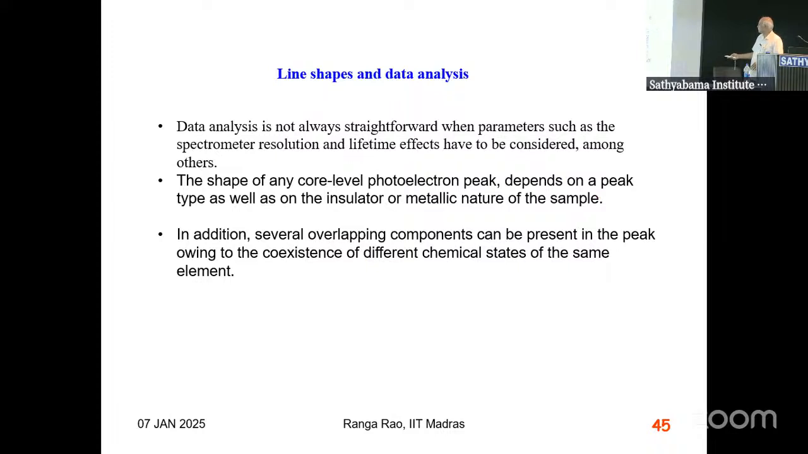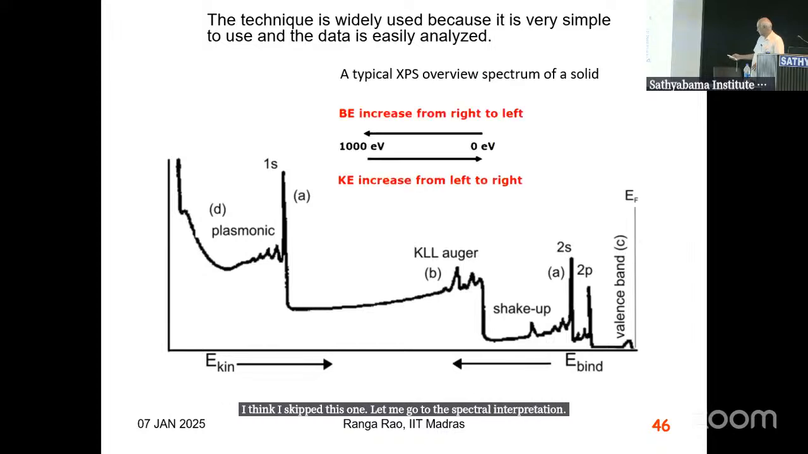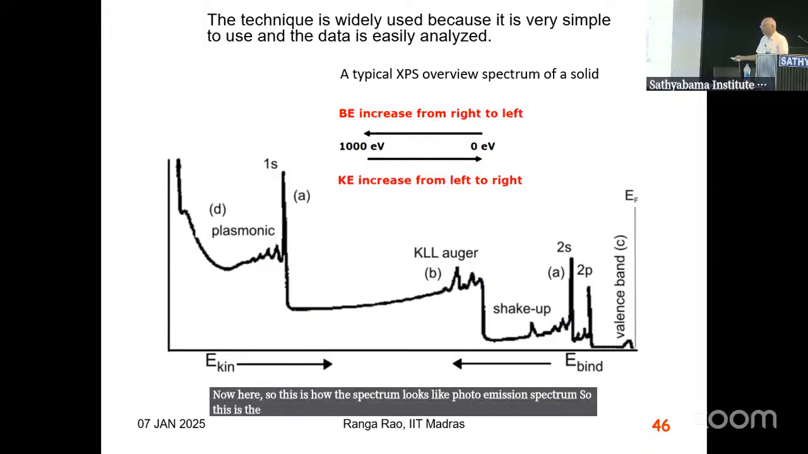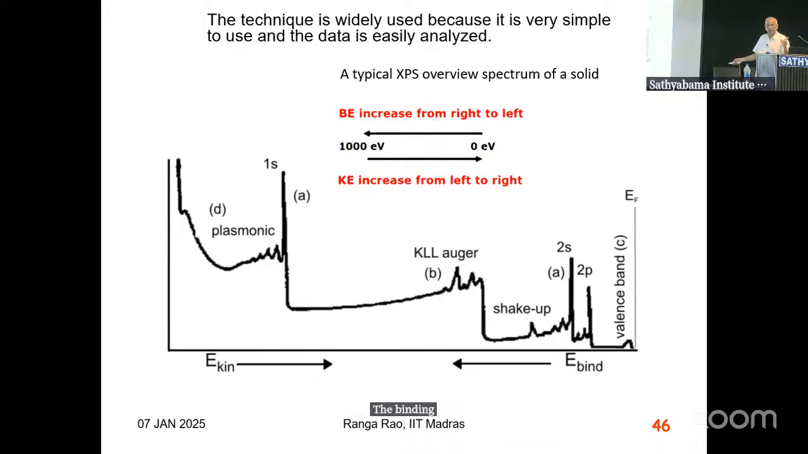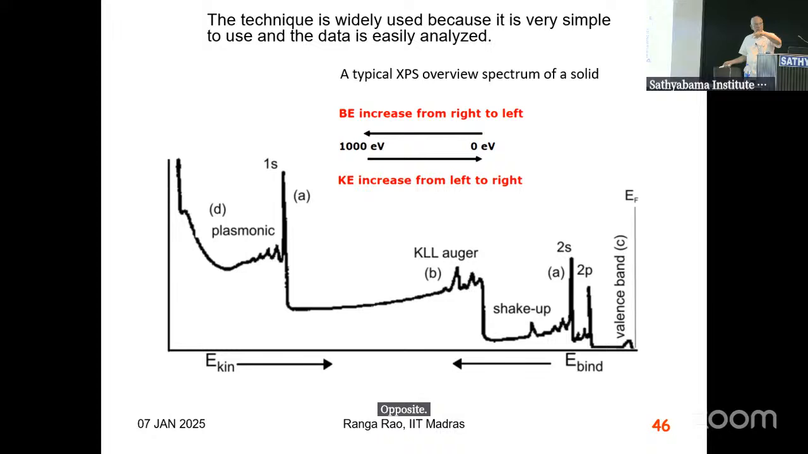I think I skipped this one. Let me go to the spectral interpretation. Now here, this is how the photoemission spectrum looks. This is the EF, that we take as 0. The binding energy keeps increasing in this direction, whereas the kinetic energy should be opposite, correct? So it is going in the opposite direction.